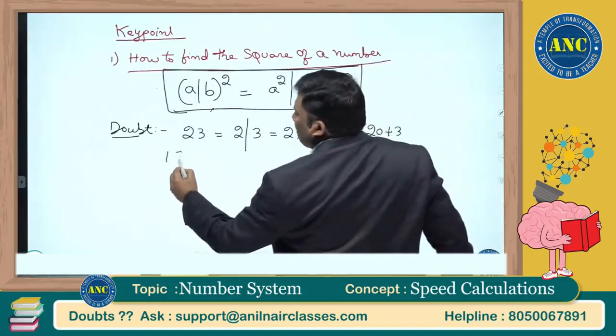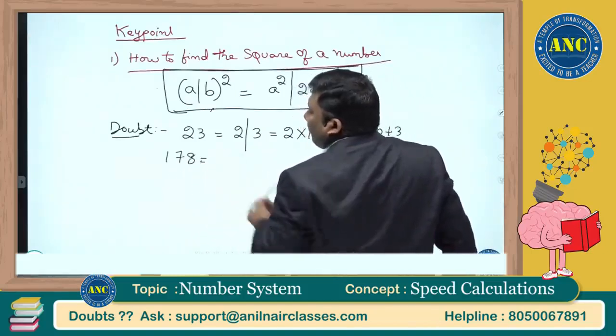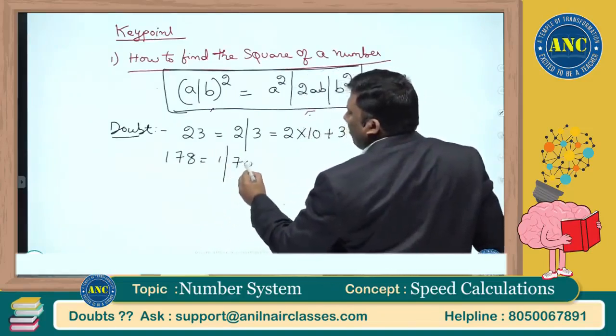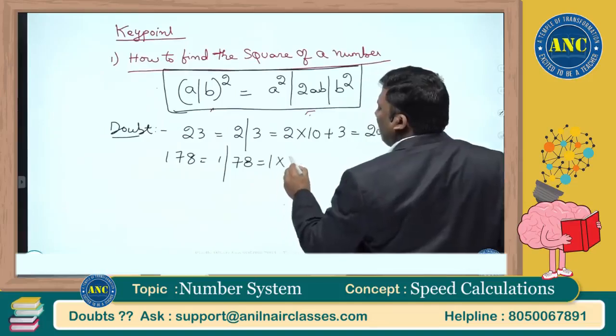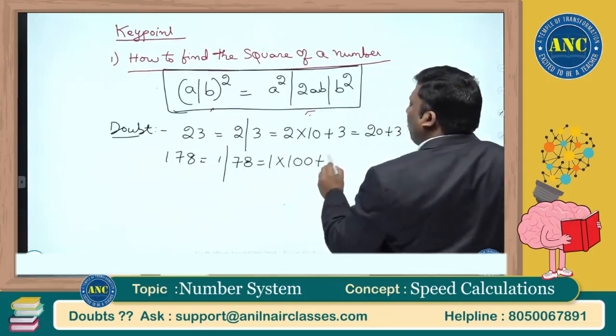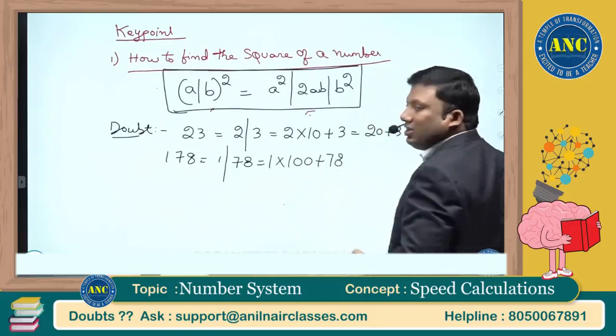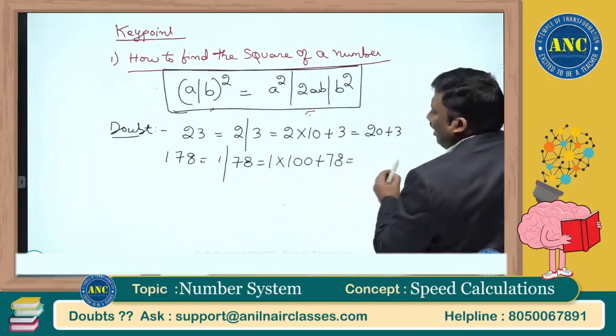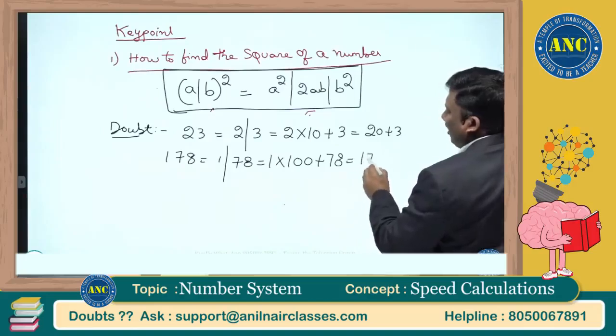Suppose the question is 178. 1 slash 78. Before the hundreds place I am keeping the slash. So it is nothing but 1 into 100 plus 78. I hope the idea is clear. So it is nothing but 178.